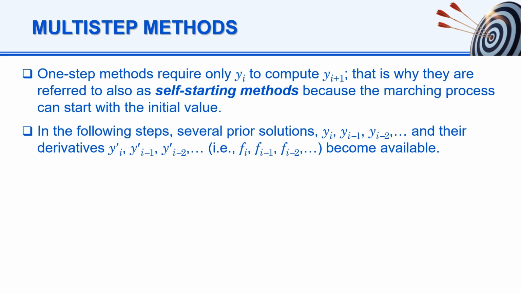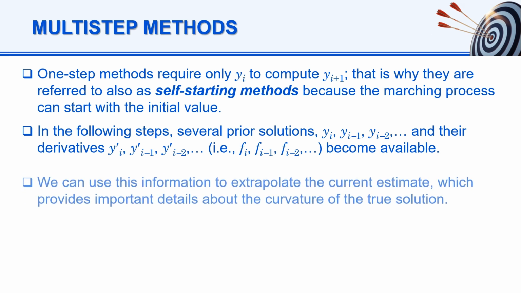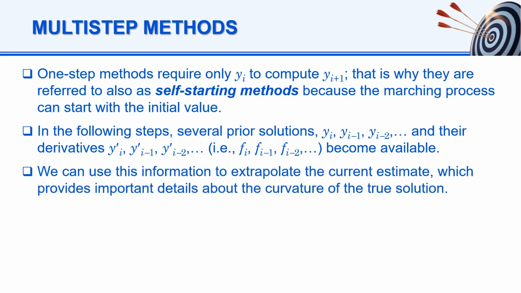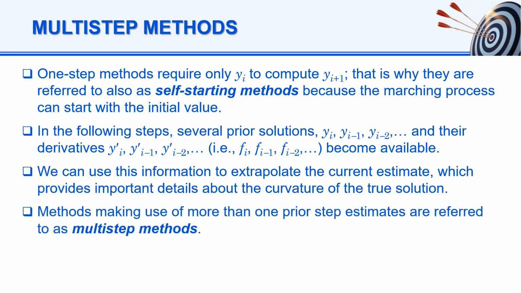In the following steps, several prior solutions, y_{i-1}, y_{i-2}, and their derivatives y'_{i-1}, y'_{i-2}, and so on become available. We can use this information to extrapolate the current estimate, which provides important details about the curvature of the true solution. Methods making use of more than one prior step estimate are referred to as multi-step methods.